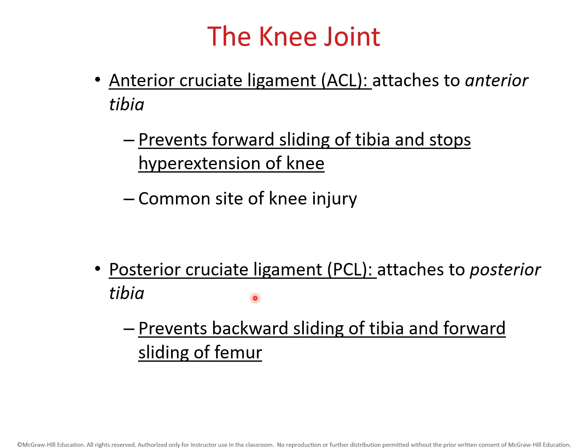What about the PCL, posterior cruciate ligament? Well, it's called posterior because it attaches to the posterior part of the tibia. And what does it really function to do? It helps prevent backward sliding of the tibia. Think backward, posterior. And what would come with that would be a simultaneous forward sliding of the femur. So definitely want to know these definitions for what the functions of the ACL and PCL are.